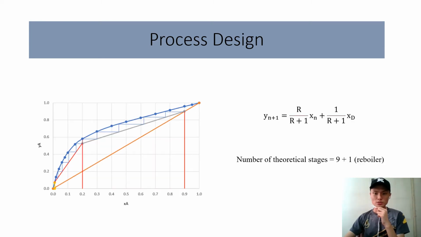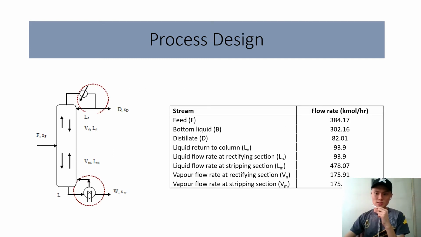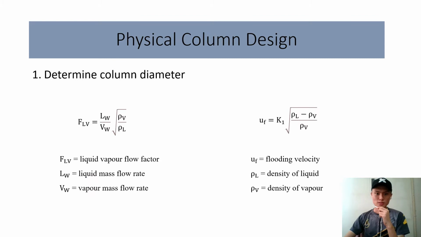So for the next step, we need to substitute into these equations and the number of theoretical stages equals 10 including a reboiler. Next, we need to determine the liquid and vapor flow rates. Since all the feed is saturated liquid, all feed will join the stripping section. So this is a summary for our process design. Next, we will talk on the physical column design.